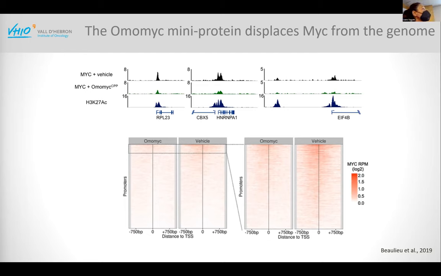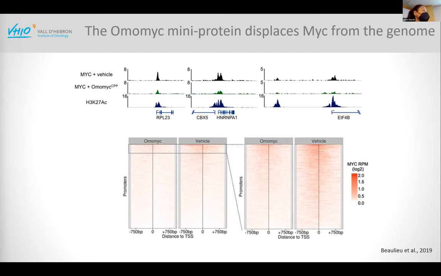This is ChIP-seq. So you can see in black here, the peak corresponding to MYC bound to the target promoters. So you can see here MYC sitting on the promoter of its target genes. And below, the effect of Omomyc. So you can see a clear reduction of the binding of MYC.